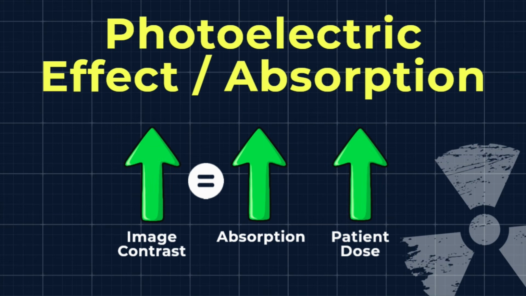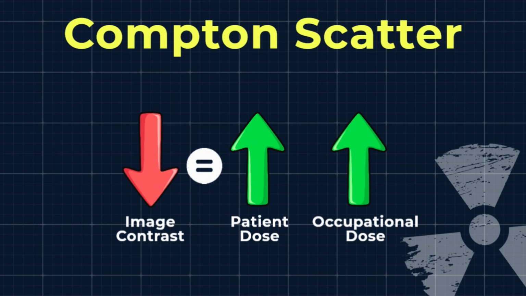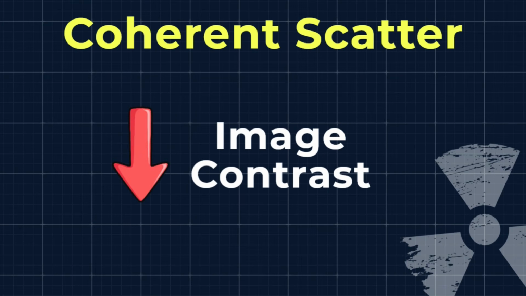So if we put all three interactions together, photoelectric absorption is good for image contrast, but it increases patient dose. Compton scatter is bad for everything, really: the image, the patient, and the technologist. And coherent scatter is mostly insignificant, but it can slightly reduce image contrast because it still produces scatter. That gives us the basic foundation for understanding how X-rays interact with matter and why these interactions matter so much in radiography.